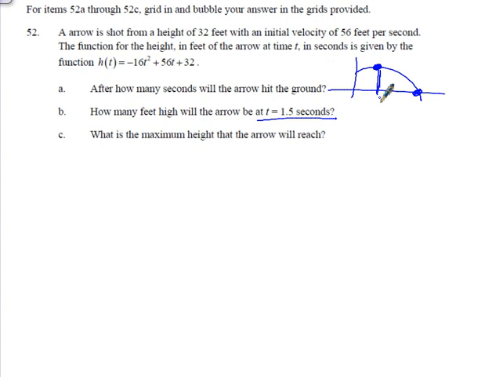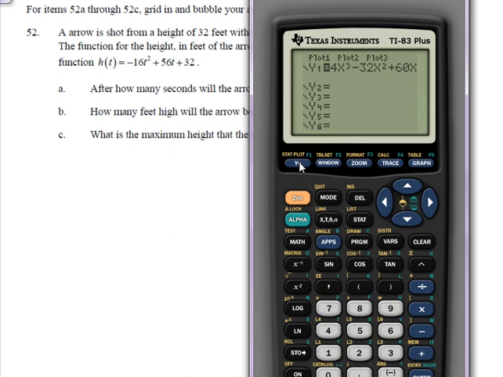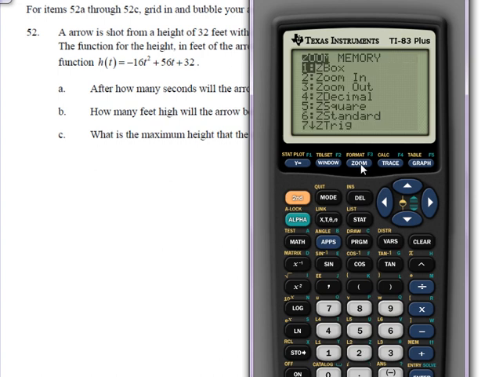So we can go ahead with our calculators, plug in this equation: negative 16x squared plus 56x plus 32. And I'm just going to go to zoom fit for this, so zoom 0, and see if it gives me anything pretty. And it looks like it's going to.